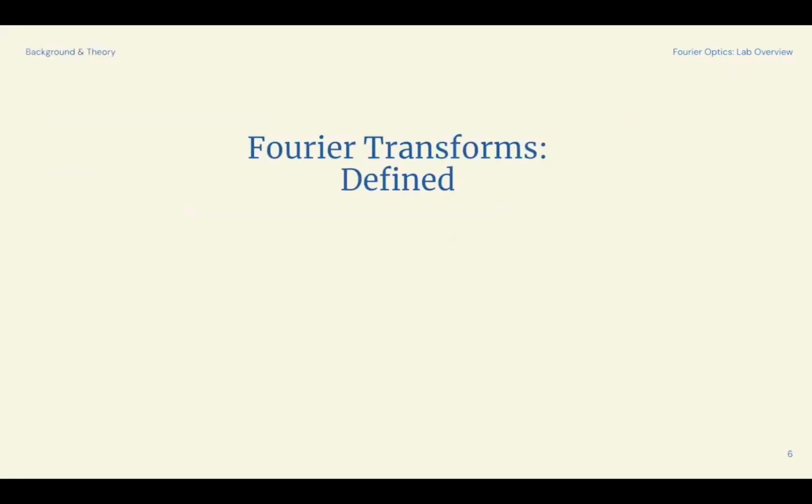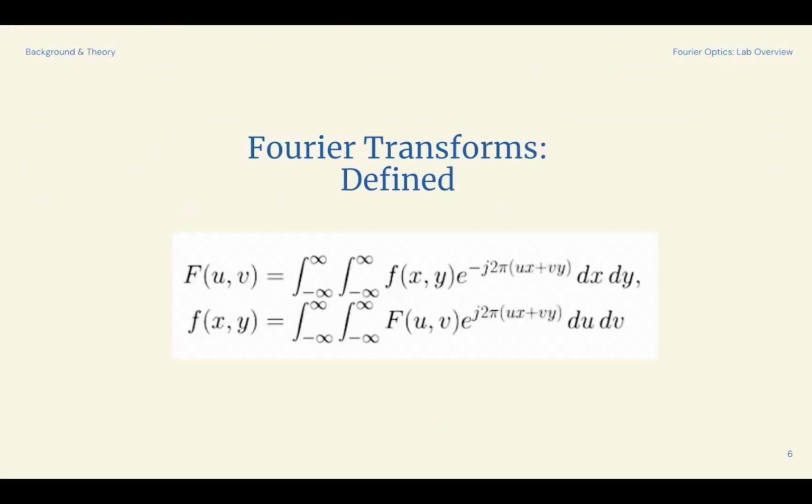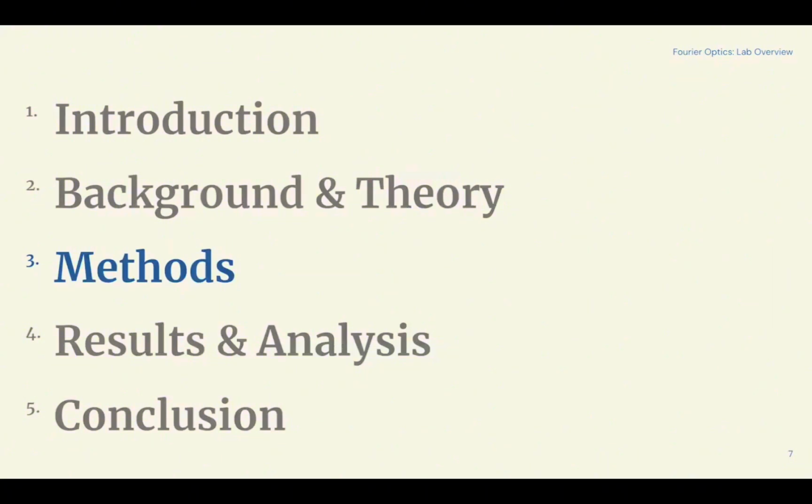So basically, Fourier transforms and Fourier analysis use this equation here, which is the equation for a Fourier transform. And we're going to be using specifically the two-dimensional version because our objects all have x and y axis values. So the two-dimensional Fourier transform allows for a mathematical representation of a distribution of spatial frequencies within a given function. So then next is the methods of how we actually did the experiment.